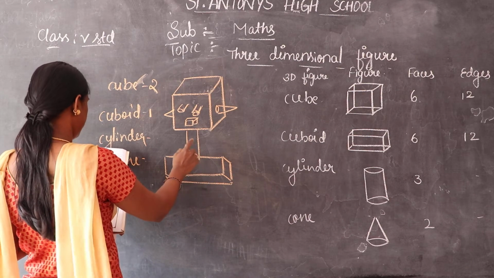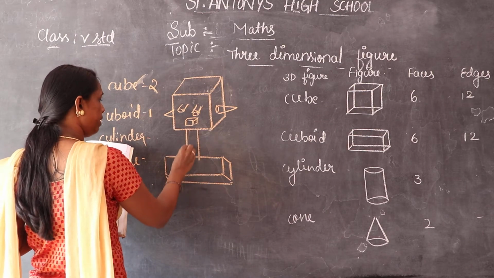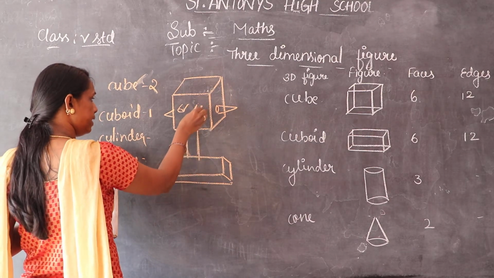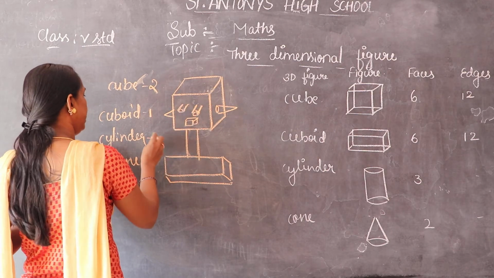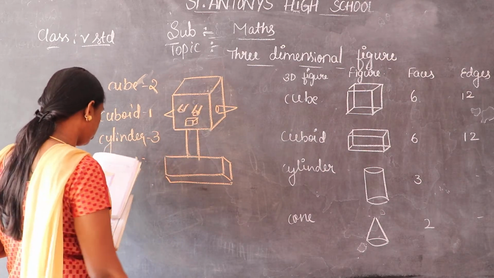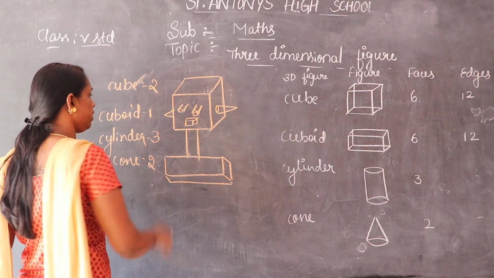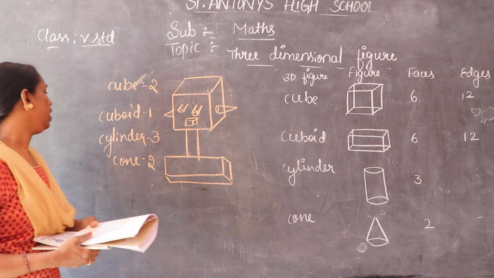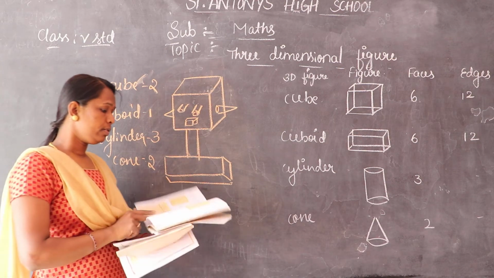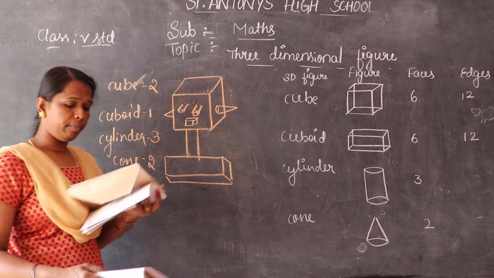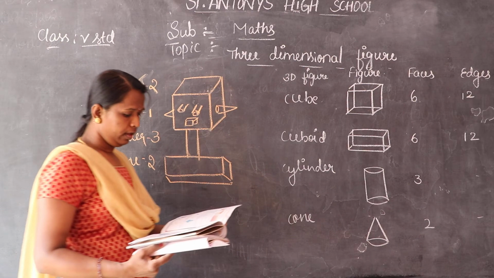Cylinder. Children, see, this is also one example of a cylinder. These eyes are also an example for a cylinder. And then cone. 2 ears. Ears here, no? So that is an example for a cone. Okay, so write this one in your classwork.